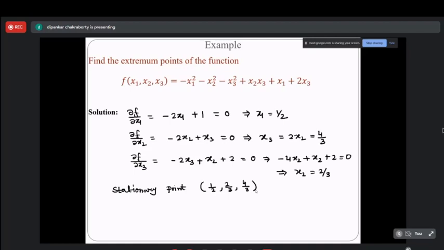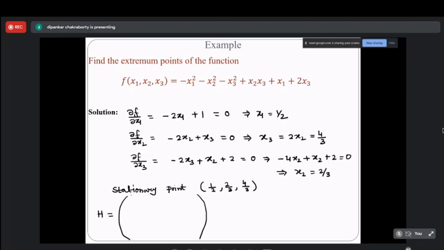Now, if I ask you, what will be the order of the Hessian matrix? You should answer this question. 3. How do you understand that? That will depend on the number of variables associated with the function. So as 3 variables are here, the order of the Hessian matrix will be 3 cross 3.